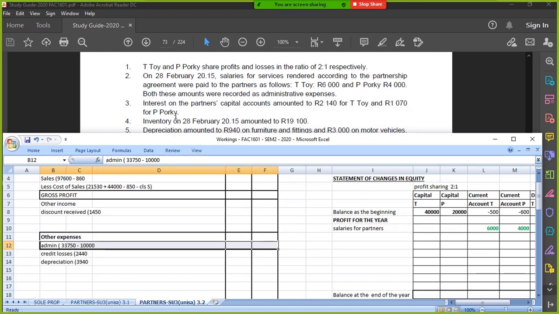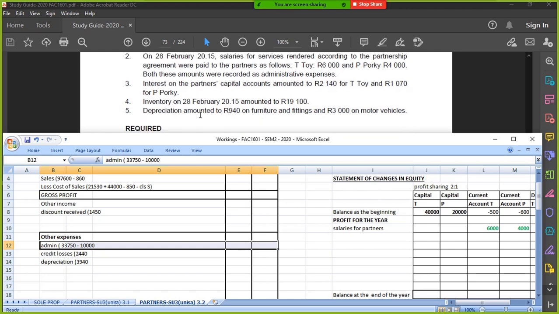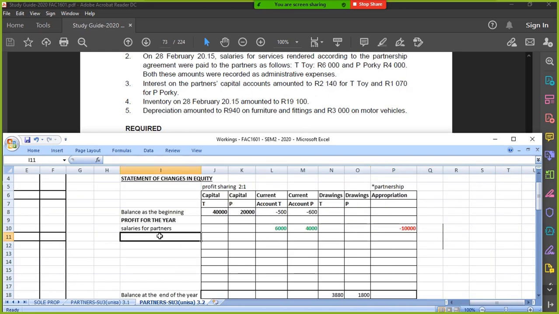Number three, interest on partners'... that's like tricking. It is tricky. You have to read carefully. I'm just going through it carefully because last week I made two mistakes and it's not good, so I want to make sure that I'm reading it correctly. Number three says interest on partners' capital accounts amounted to. So they're telling me that there's interest on capital, which is a partner-specific transaction.